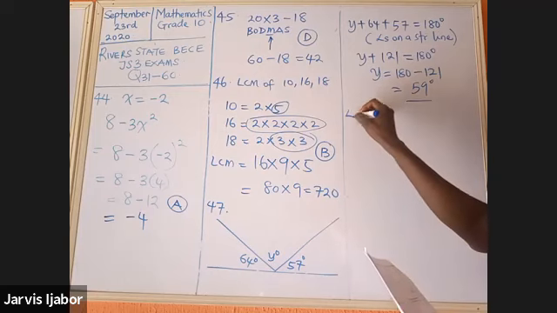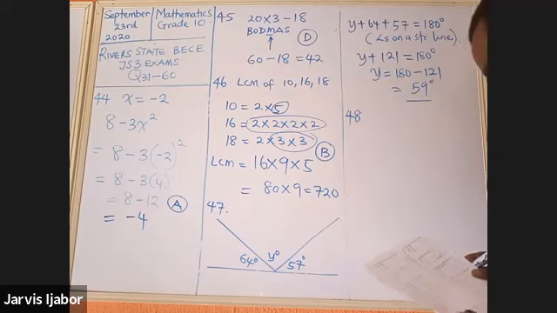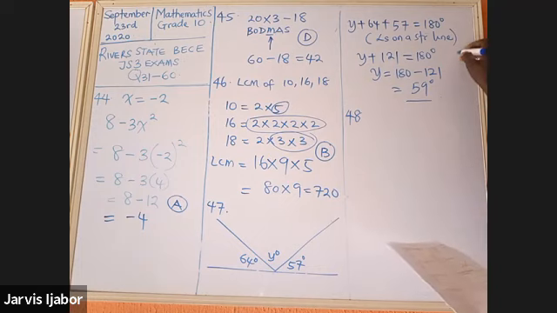All right. So then let's go to 48. So that option is what? That option will be A.